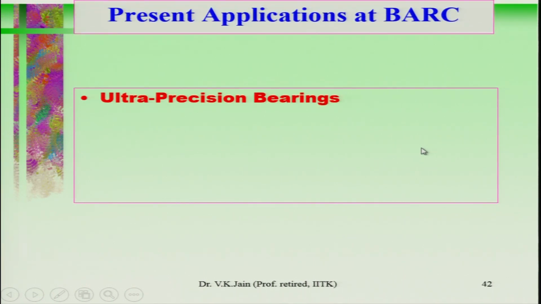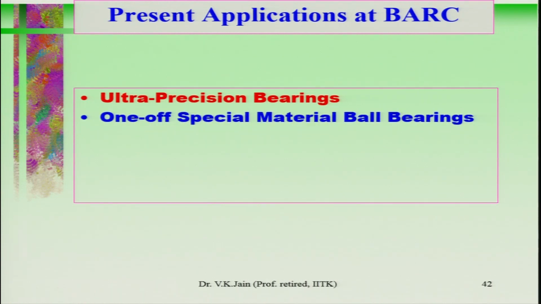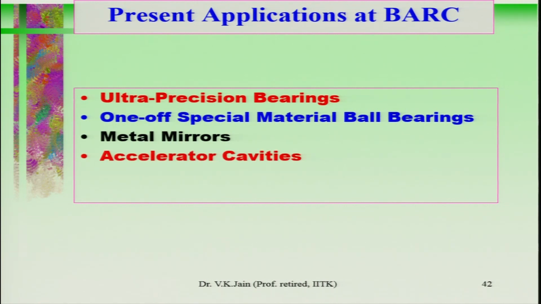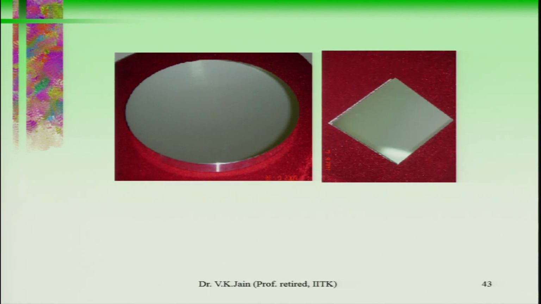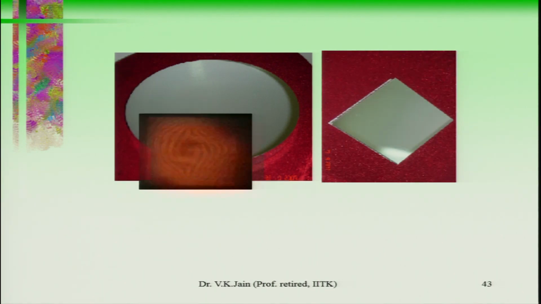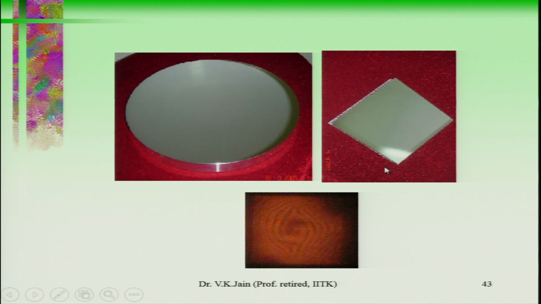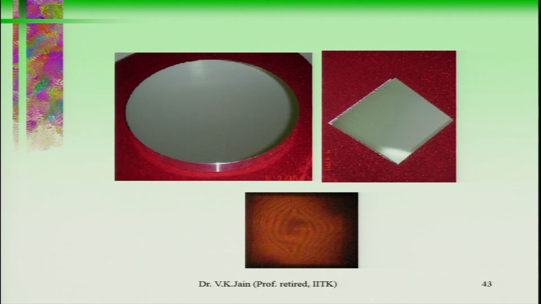Present applications at work: ultra precision bearings, special material ball bearings, metal mirrors, accelerator cavities, and optoelectronic components. They have been made using this particular process. Now, this is a very important application, a mirror being finished with this particular process, and X-ray diffraction images are there in this case, as you can clearly see.